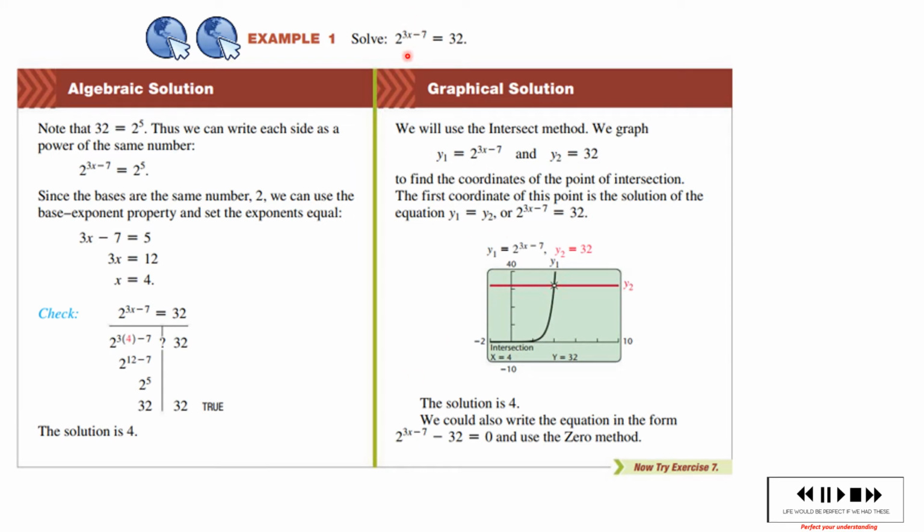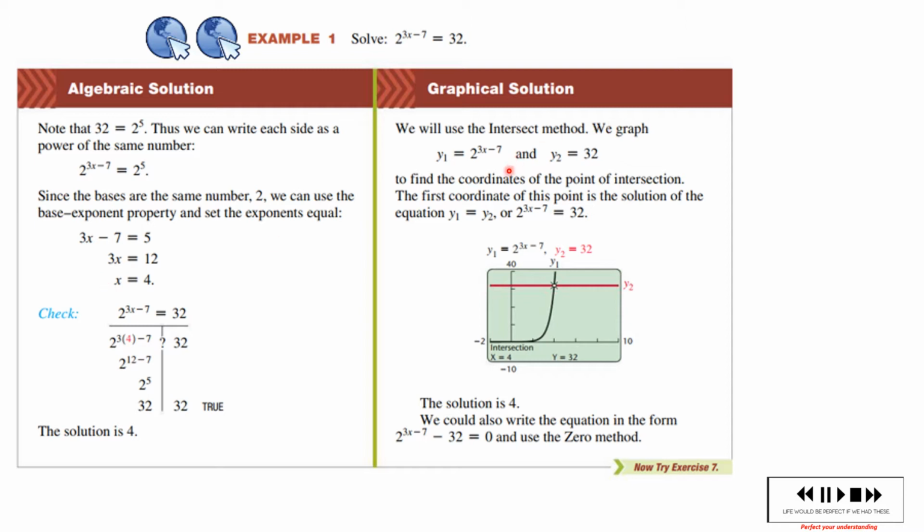So here we have 2 to the 3x minus 7 equal 32. The algebraic solution is to realize that 32 is 2 to the 5. So you see I have 2 to the something equals 2 to the something else. So I know from the property we just discussed that the exponents have to be equal. 3x minus 7 equals 5, and that tells me that x is equal to 4.